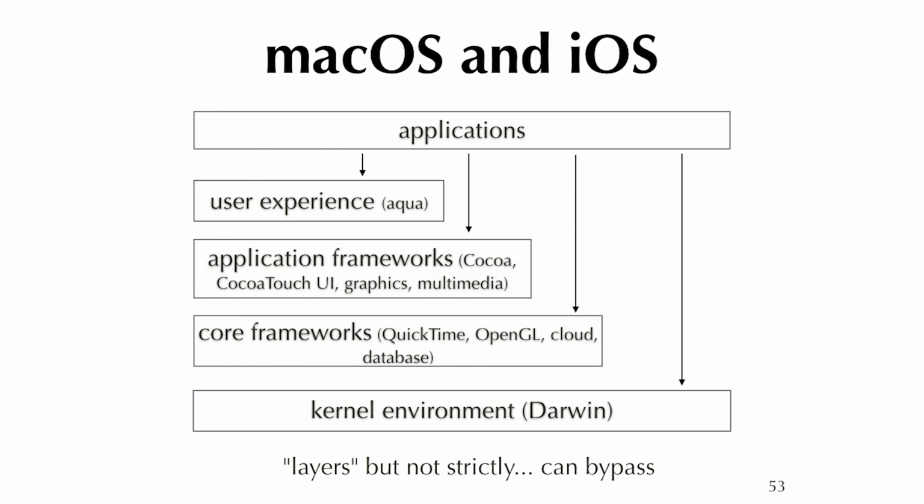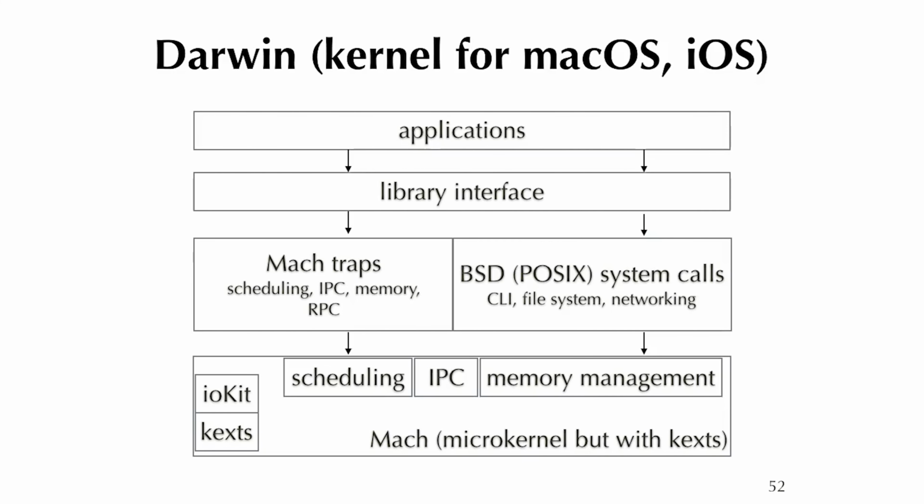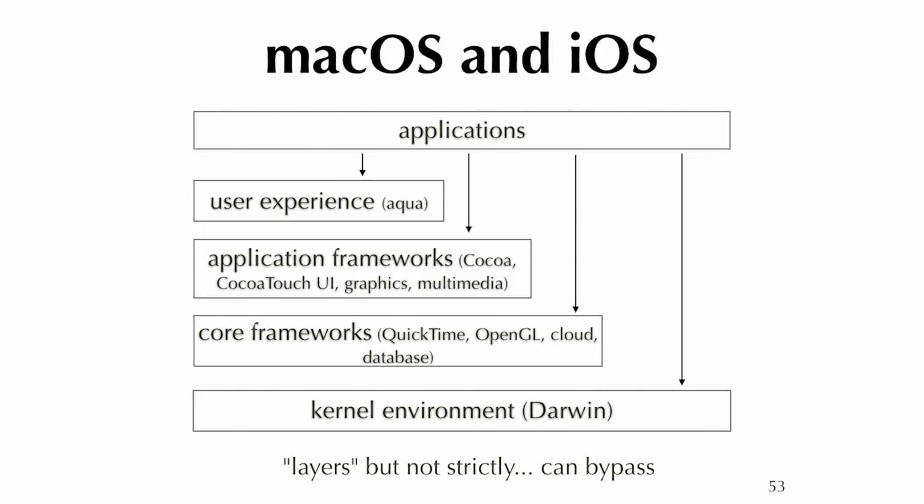So that was just the Mach layer, which is the bottom box. What about macOS? This is Darwin. Now Darwin is just the bottom box, that's the kernel environment. And then macOS and iOS are stuff on top, based on the Darwin kernel environment. So you have core framework, application framework, user experience, and then applications. But it's not strictly layered, because with a strictly layered one, you can only call the next layer, and then that calls down and calls down. This allows you to bypass and call down to a lower layer.